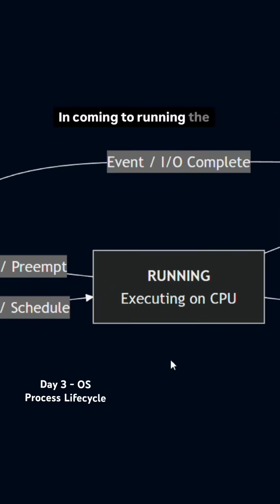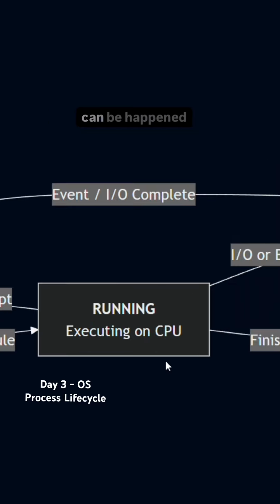When coming to running, the scheduler picks the process and gives it to the CPU. It's actually executing the instructions right now. This is the only state where the real work is happening on the process. From running, three things can happen.